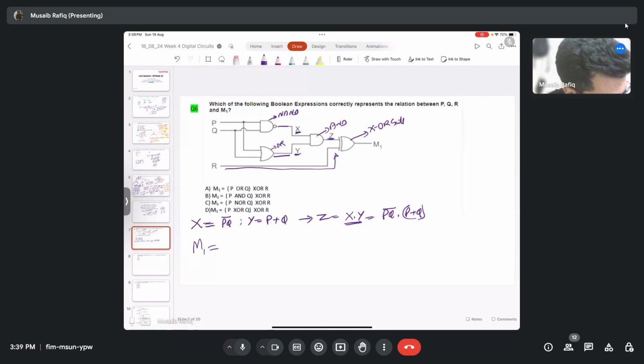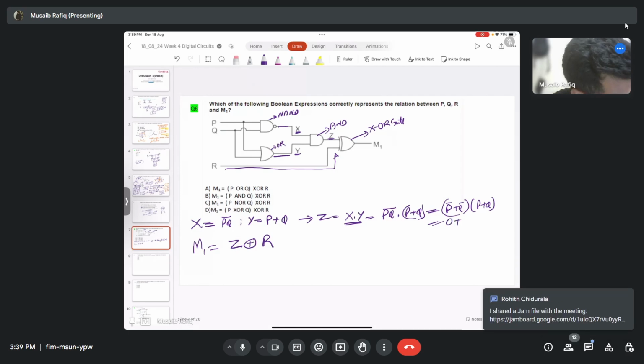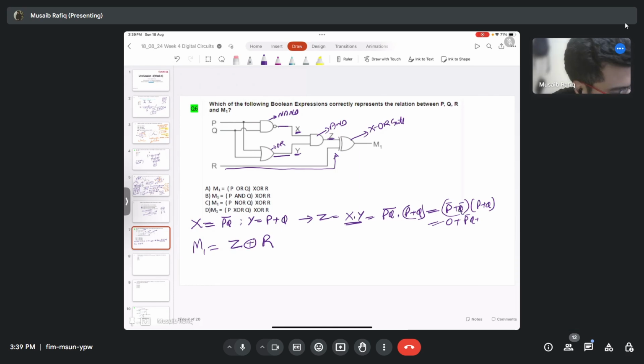M1 will be equal to Z XOR R. Now I have this Z. Let's simplify this Z. Using De Morgan's law, (PQ) bar will be equal to P bar plus Q bar, and I have P plus Q. So it is P bar P, which is 0, then P bar Q, then Q bar P, and then Q bar Q, that is 0. So this is P bar Q plus Q bar P.